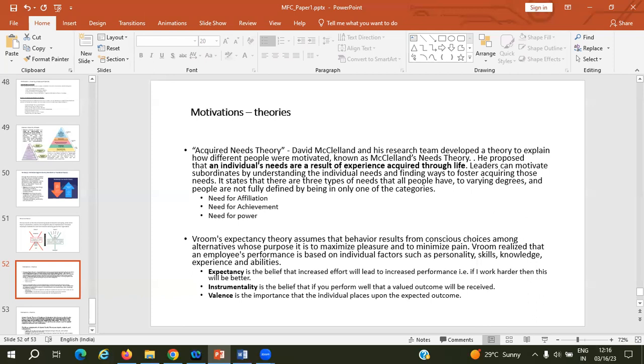I told you in the same example, power, achievement. Suppose that person has a need of power. That means he wants to go to the top level. He wants others to work for him. That means he has power. Affiliation, need for affiliation means there are some people who work in the group.